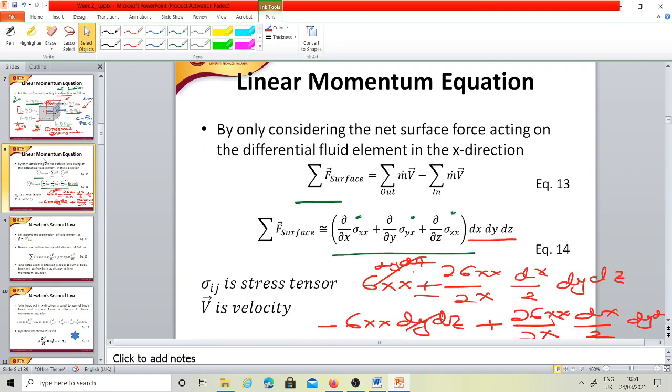Okay, so your net force is actually surface force. In this case we have this much. Okay, so this one is normal force, this one should be the shear.